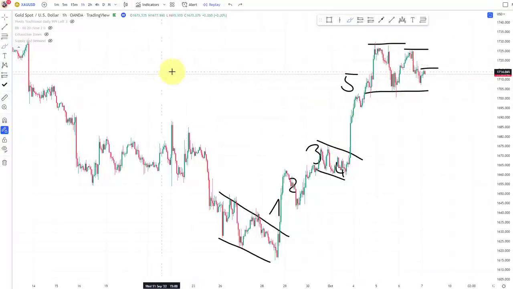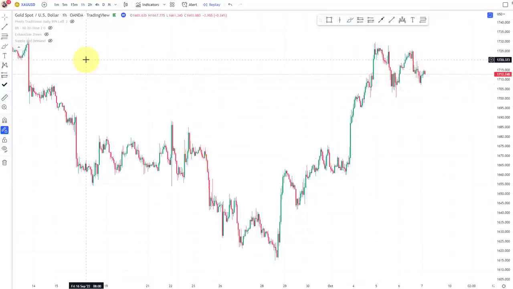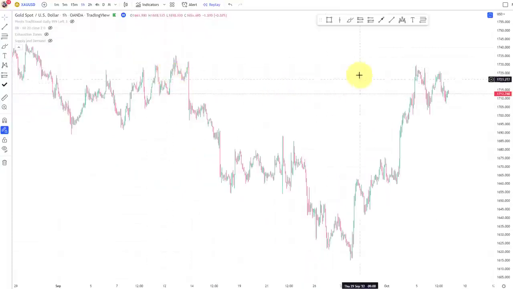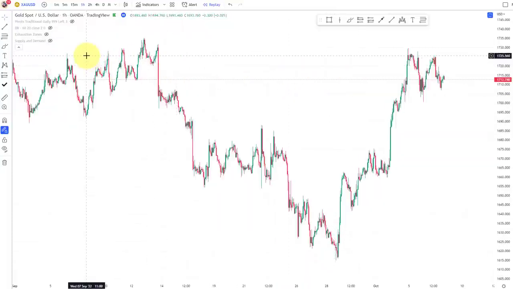What I would also recommend, let's first get rid of this, is that we consult market structures. So we zoom out a little bit, and what we can do is turn on supply and demand zones.